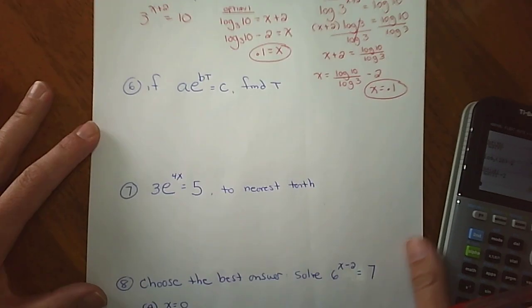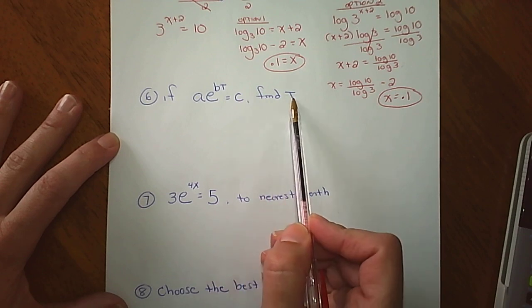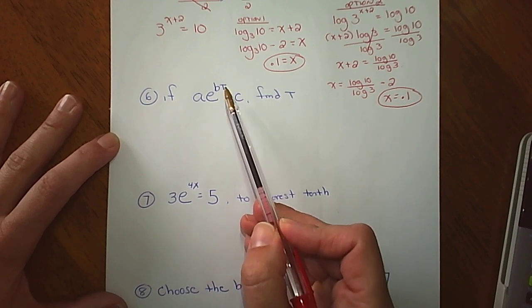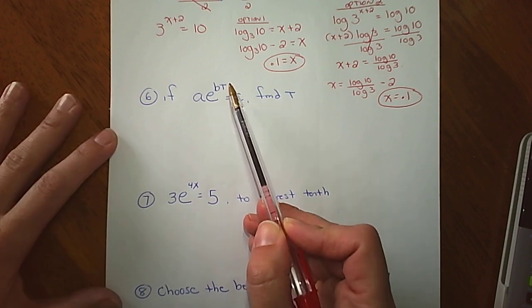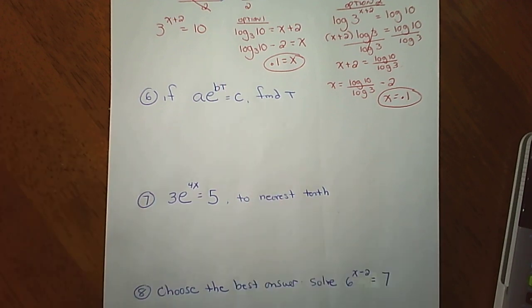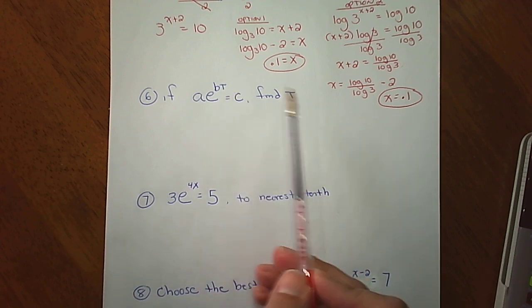All right, next one. If we're given this, find t. And if you notice, t is in the exponent. Anytime the thing you're looking for is an exponent, it means we're going to have to use logs. One of my favorite lines is I always say, if the x is in the exponent, you got to log it. And that's what we have here.